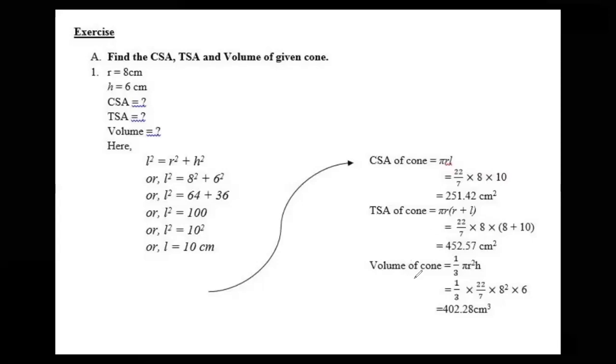While using the calculator in case of volume also, write 1 by 3 into 22 by 7 into 8 square into 6. If you write 1 into 22 into 8 square into 6 divided by 3, it will multiply 3 into 7 and the answer will be wrong. The 7 is also in the divide sign, remember. So 1 by 3 into 22 by 7, divided by 7, into 8 square into 6. Multiply the numbers and you are going to get the answer.